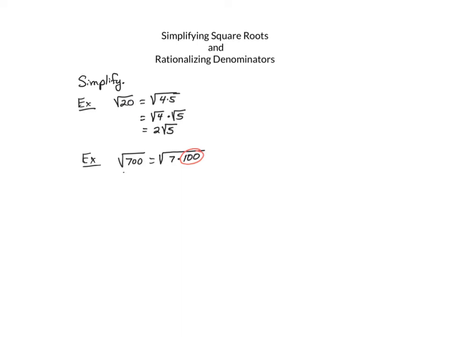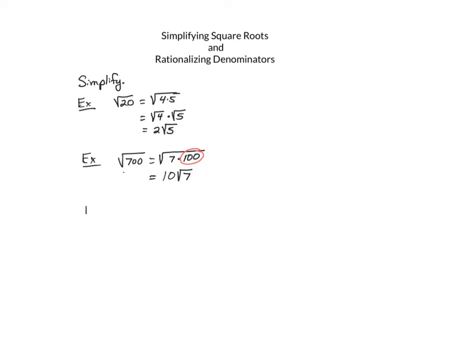Now, in the previous problem, I took an intermediate step right here and separated them. We don't actually have to do that. Let's just bring out our square root of 100. We know that's equal to 10. So we'll say the answer to this one is 10 times the square root of 7. And this one's complete.